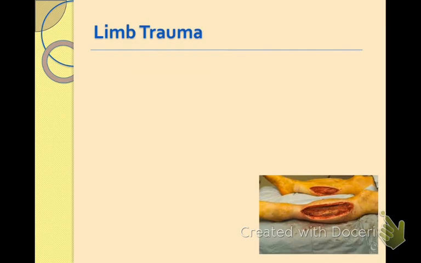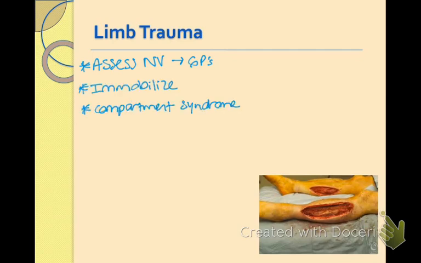Last is limb trauma, and this is going to zip through just because you guys had this in level 3. You assess neurovascular, the 6 P's, pain, pallor, paresthesia, immobilize the area, and we're just going to be careful about compartment syndrome. If needed, we can treat with a fasciotomy like what you see here.